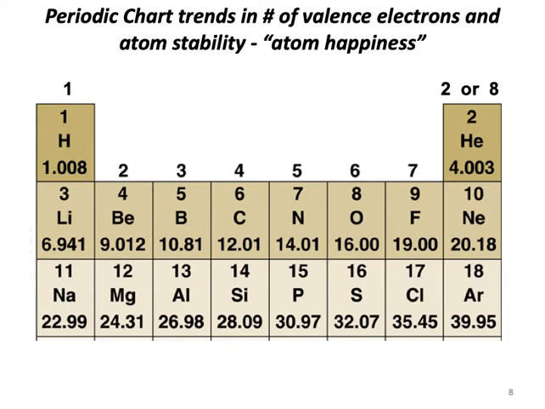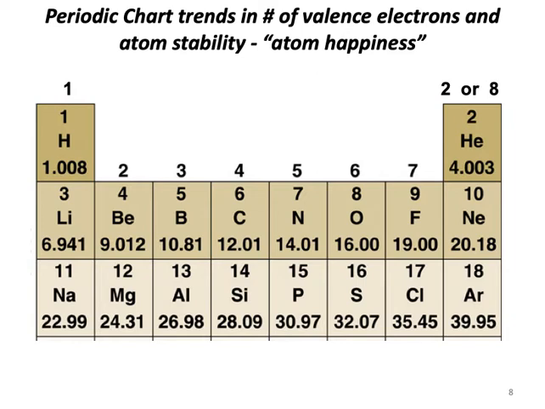Okay, let's talk a little bit more about this concept of valence electrons and how that determines the atomic stability, or the happiness, of the atom. So we're going to look at some trends in the periodic chart to help us understand that. I've got a compressed, or abbreviated, version of the periodic table. You can see here that it's got some columns. The number above each column indicates the number of valence electrons that every atom in that column possesses.